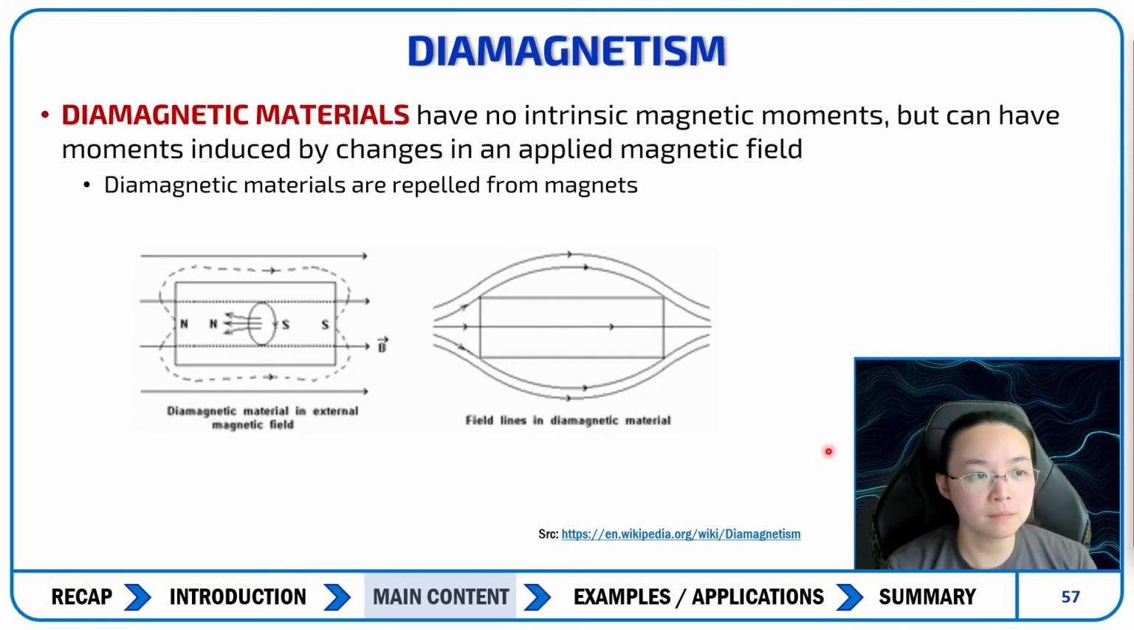The third type of material is diamagnets. These have no intrinsic magnetic moments, so it's naturally non-magnetic, but they can have magnetic moments induced by changes in the applied magnetic field. So if you have a diamagnetic material in an external magnetic field and you change the strength of the external magnetic field, you will induce changes within the diamagnetic material. So that's just the third set of magnetic matter to be aware of.